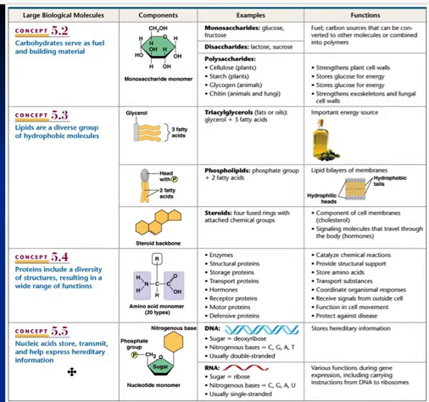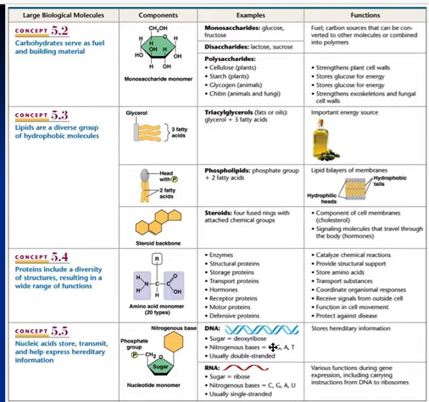And the last major macromolecule that you see in this graphic organizer are going to be nucleic acids. That's your DNA and your RNA. And DNA is composed of nitrogen, phosphorus, carbon, hydrogen, and oxygen. Here you can see under the components, it's showing you a nucleotide, and that nucleotide has a sugar, a phosphate group, and a nitrogen base. The sugar in DNA is deoxyribose. The sugar in RNA is ribose.